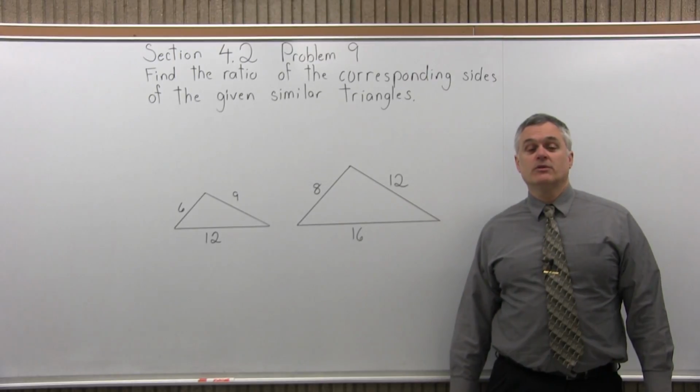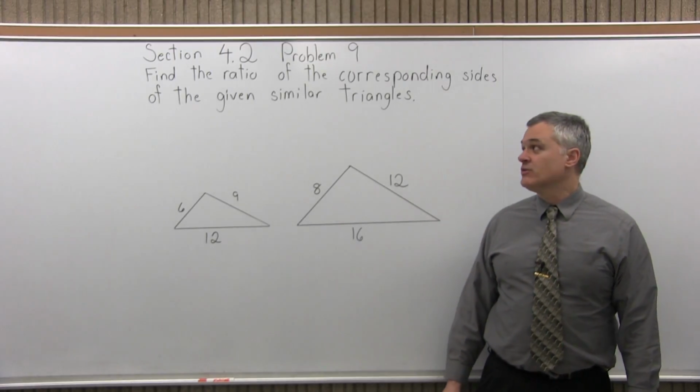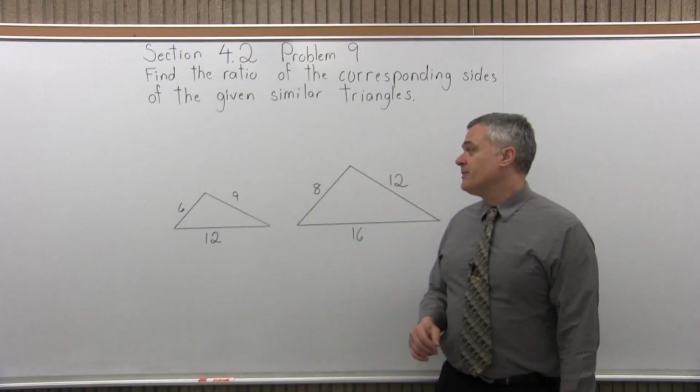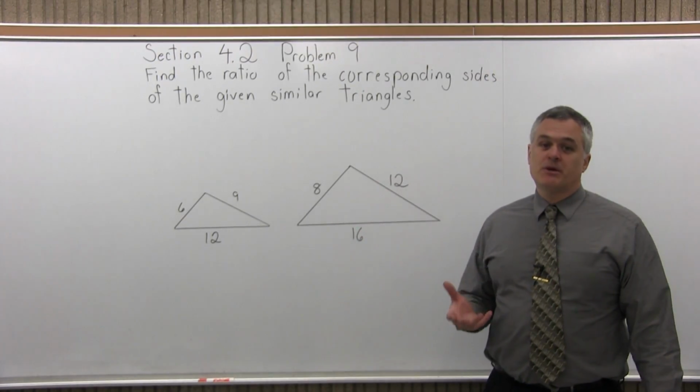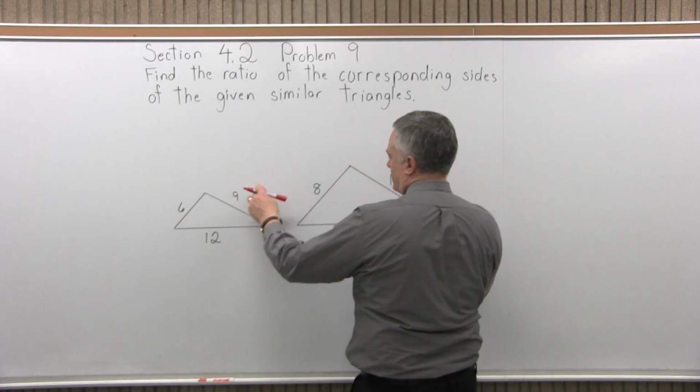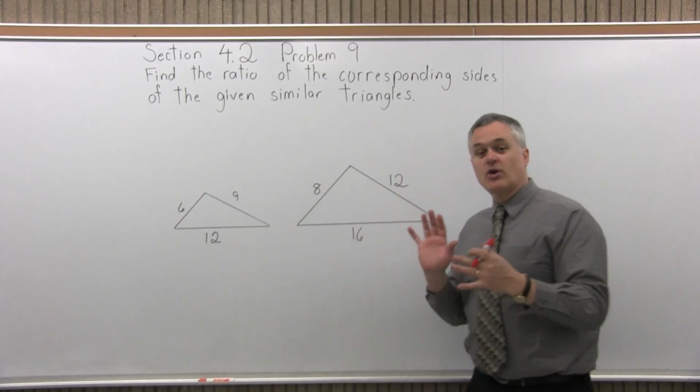This is Section 4.2, Problem 9. It says find the ratio of the corresponding sides of the given similar triangles. So it really doesn't matter which pair of sides we want to match up. We could go left side to left side, right side to right side, or bottom to bottom. I mean, you have to pick the corresponding one.